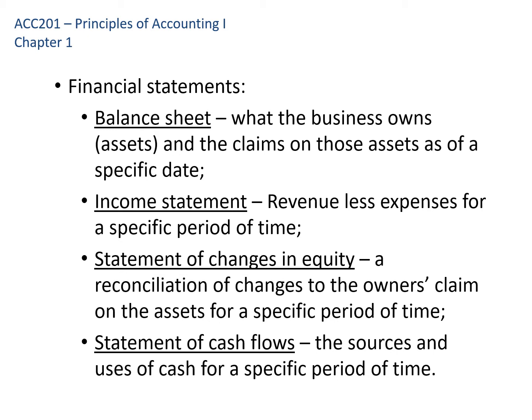The income statement shows, so the balance sheet is as of a specific date. So standing on, say, December 31st, at that moment in time, what did we own and what were the claims on those assets? An income statement talks about what happened over a period of time.